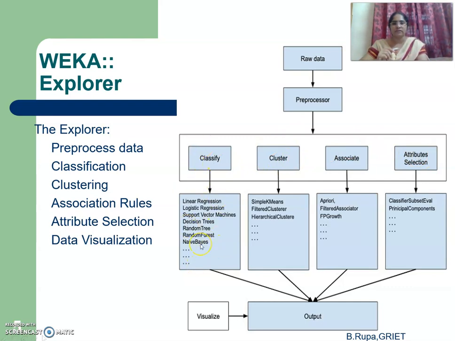In classification, we have Naive Bayes, random forest, decision tree, linear regression, logistic regression, etc. In clustering, we have the k-means algorithm, the k-medoids algorithm, some hierarchical algorithms, and density-based algorithms. In association, we have the Apriori algorithm, FP-growth algorithm, and so on. And in attribute selection, we have some evaluation methods available. By using those methods, the attributes are selected. Finally, whatever output comes from any of these, it is represented by using this visualization tool, in the form of tables, charts, graphs, and other visualization representations.